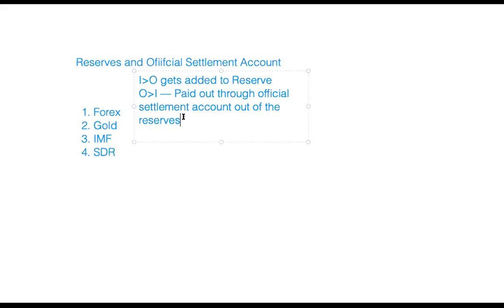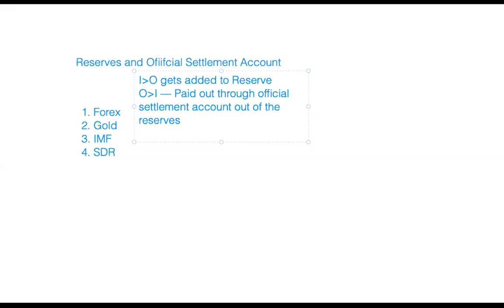You will have to pay it out of your reserves. If outflow is greater than inflow, pay it out of your reserves through official settlement. It is called the official settlement account, right? So this is what it is: your reserves and official settlement account.